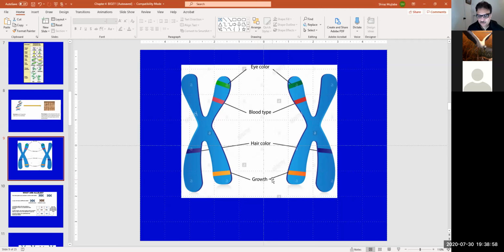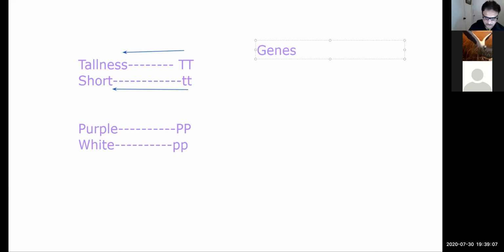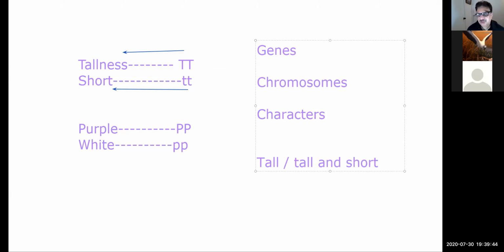To sum this up, genes are present on chromosomes at specific positions, and these genes represent characters, right? And these characters could be the same, identical, or they could be different. So these genes express similar or contrasting characters. Similar could be both the parents are tall, or contrasting, where one parent is tall and the other is short. So when a gene codes for a character which could be recognized, that gene is called an allele for height, because we are looking into tallness and shortness. So that was question number 3.